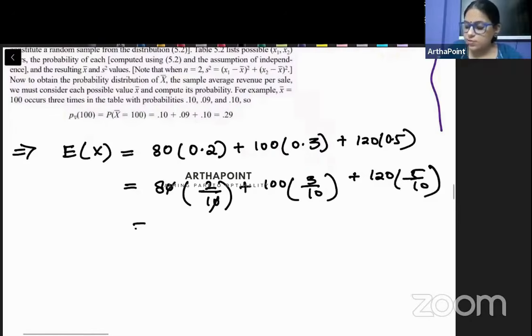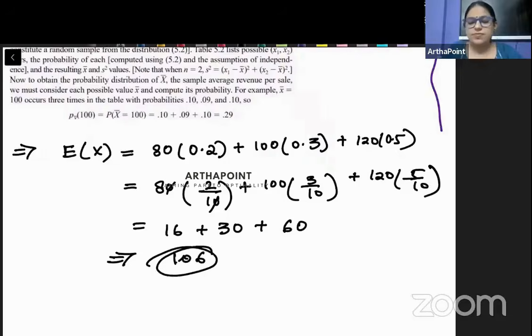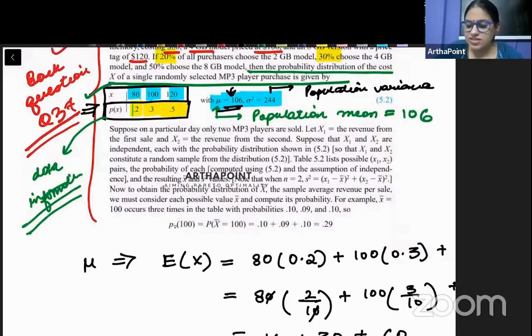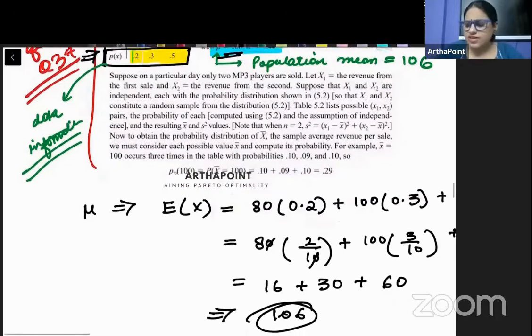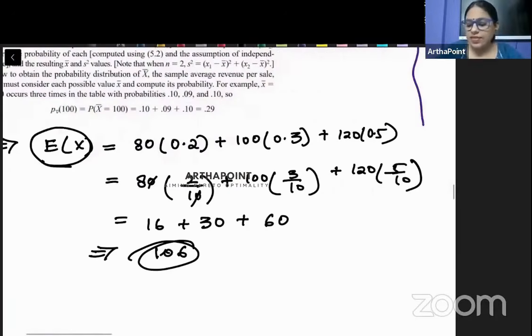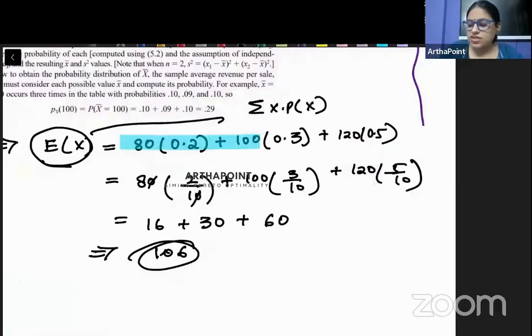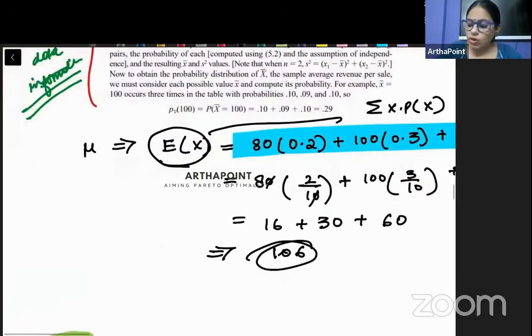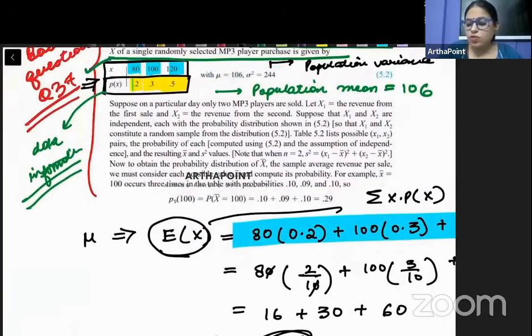So what will I get here? This will be 16. This will be 30. And this will be 12 into 5, that means 60. So you get 90 plus 12, that means 106. And you can see that here the population mean is given as 106. तो ये जो 106 हम यहाँ पे देख रहे हैं, actually this is very simple. ये आपका सिर्फ expected value है and the formula of expected value is nothing but summation x into p(x). And you can see that this is the expected value that you have in this case. Right, beta?